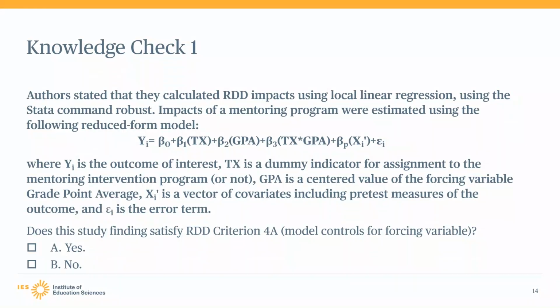Does this study finding satisfy RDD criterion 4A? In other words, does the impact estimation model control for the forcing variable? A, yes, or B, no. You may want to pause the video now to think about your answer.